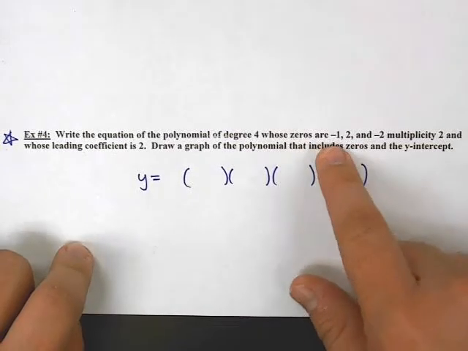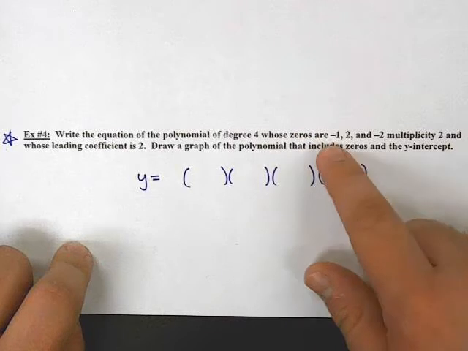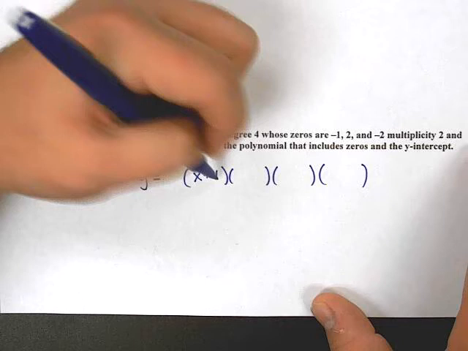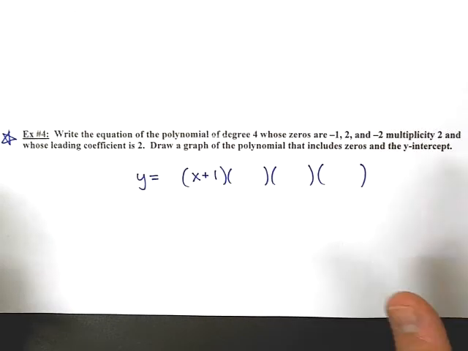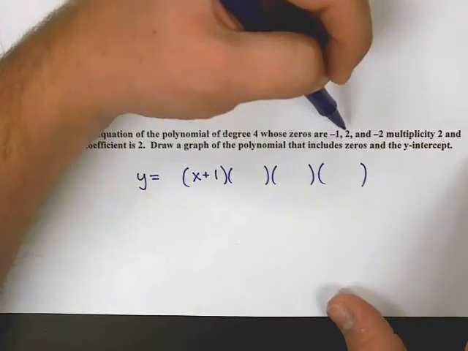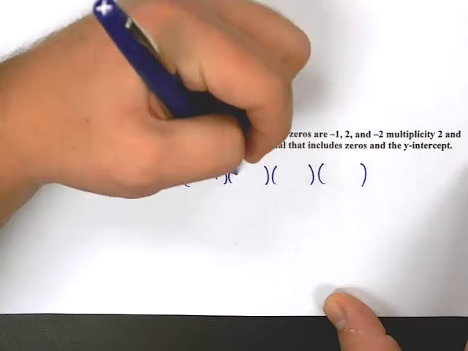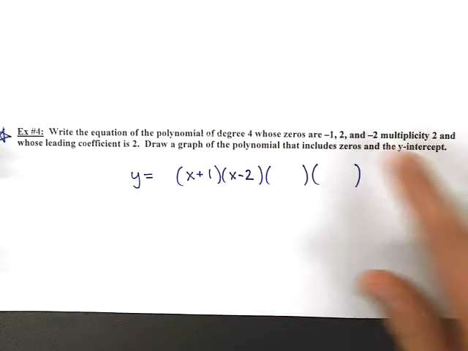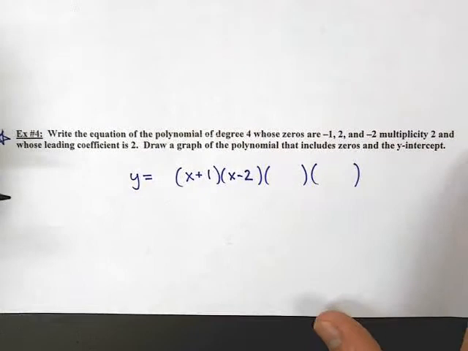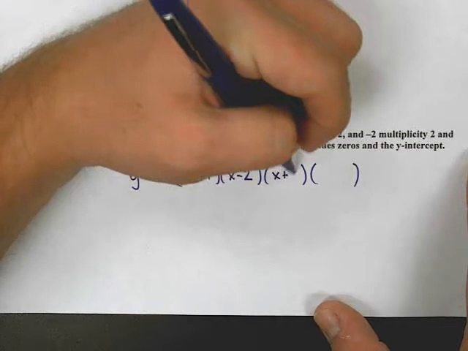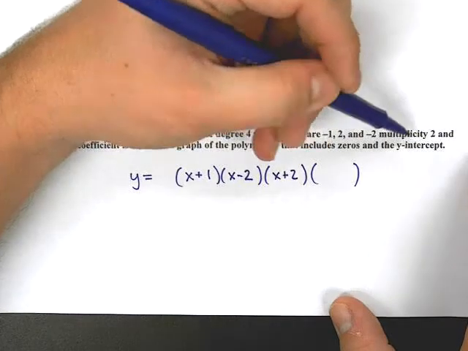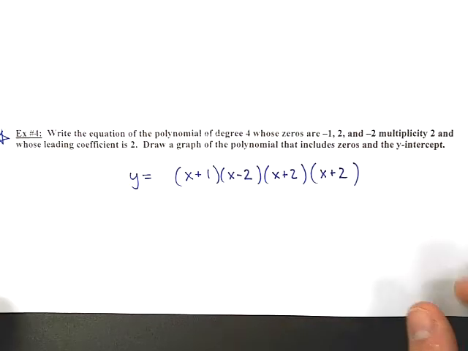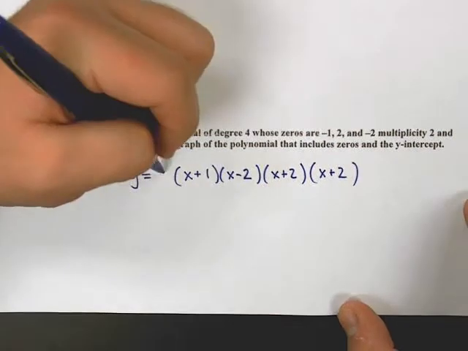Let's pick one zero first to start. If my zero is negative 1, remember that leads to a factor of x plus 1, right? Does that ring a bell? I hope so. If I have a zero at positive 2, that leads me to a factor of x minus 2. And then this one over here, negative 2, that means I'm going to have x plus 2. And because it's multiplicity of 2, I need to have another one of those. Okay? Now, it also says that the leading coefficient is 2, so let's put that there.